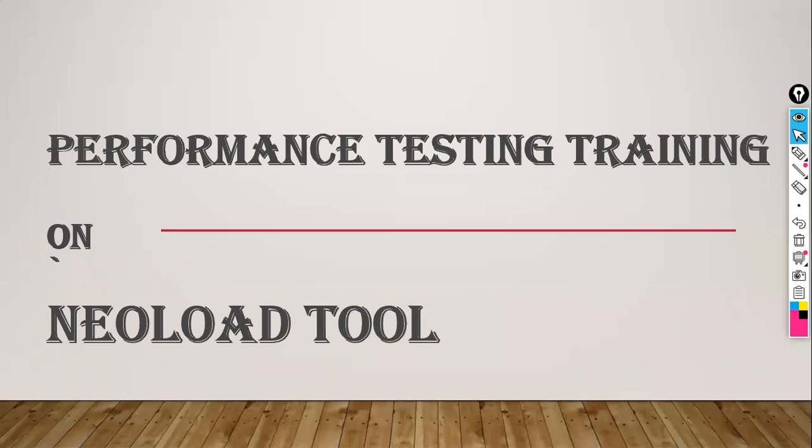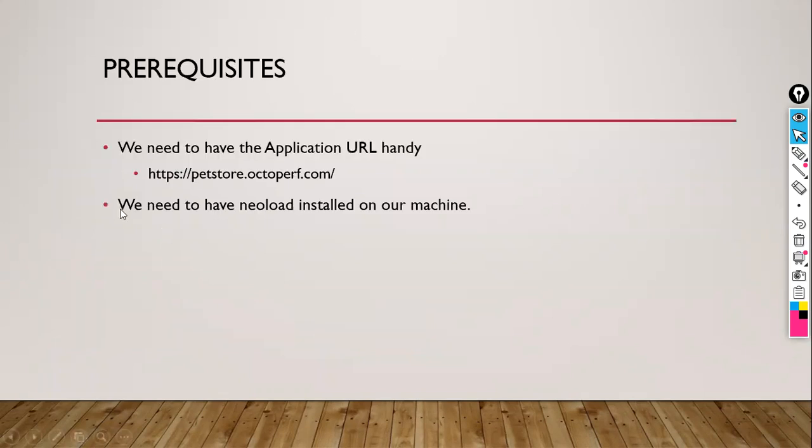In this particular video, I'm going to explain how we are going to record a particular flow in an application with the help of the Neoload tool. In order to do this, we are going to have two prerequisites. The first prerequisite is we need to have the application URL handy.